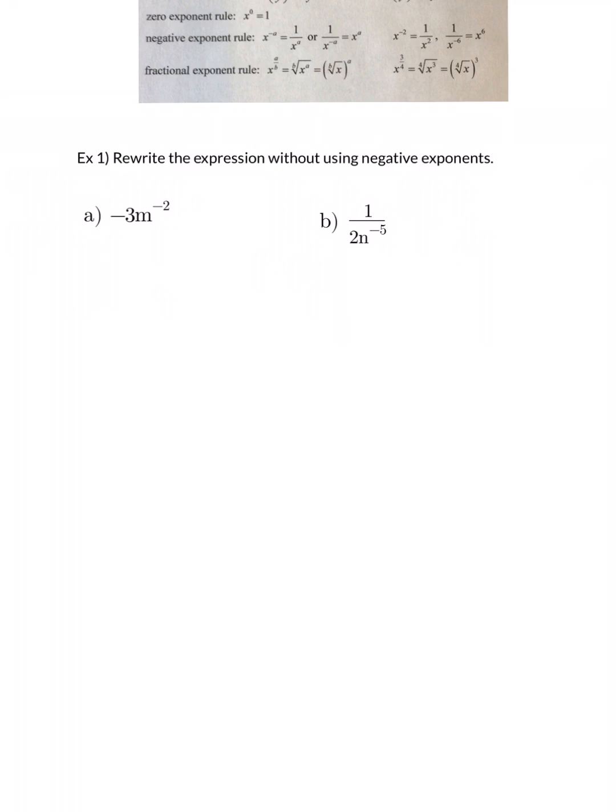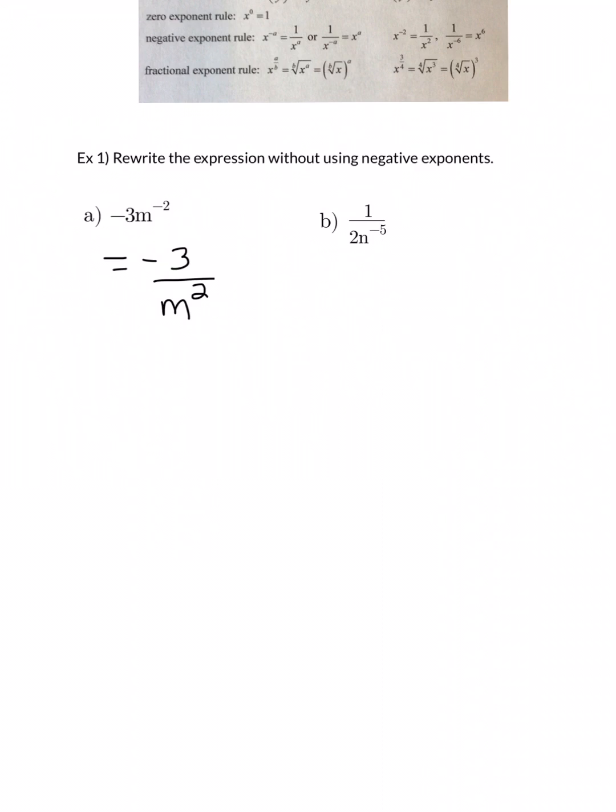In example 1, our instructions tell us to rewrite the expression without using negative exponents. For part A, our expression says negative 3m to the negative 2. When you are moving an item to make it a positive exponent, you move only the item that has the exponent on it. So in this case on A, we're going to leave the negative 3 where it is and move only the variable m, and then by putting it in the opposite position, it now becomes positive.